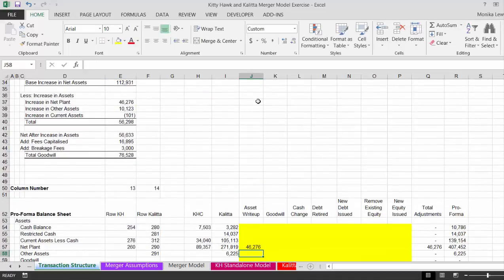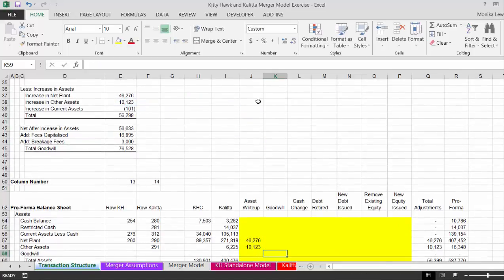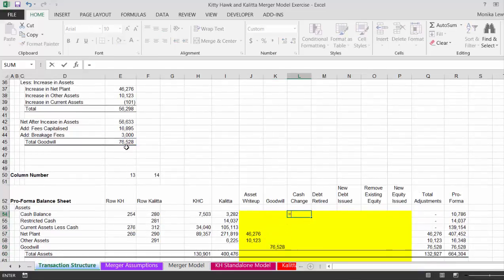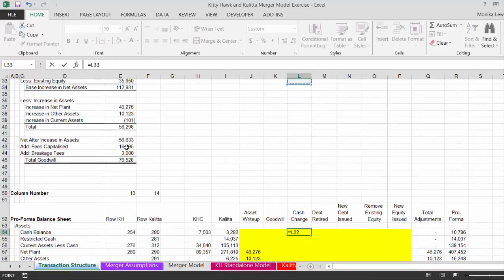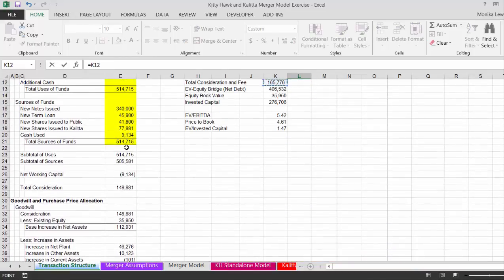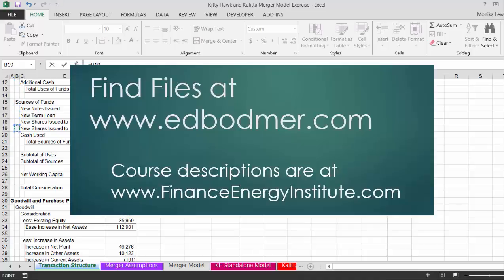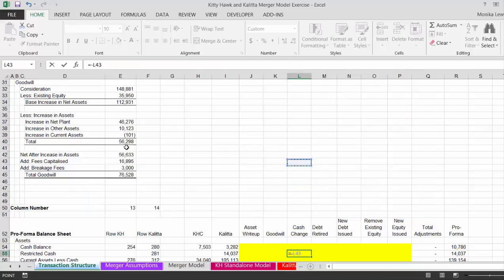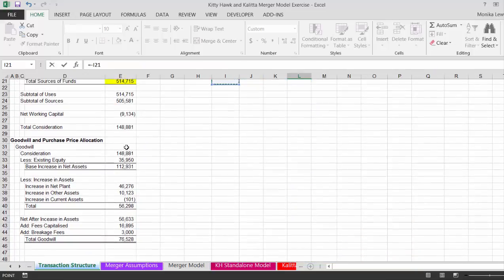Our other assets went up. Our goodwill was this number. Our cash, what happened to the cash? The cash was in the sources of funds, so we used cash. Now, how about this? I'll put a minus on the restricted cash now.